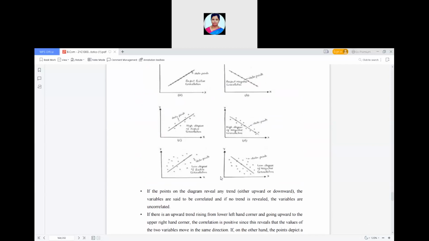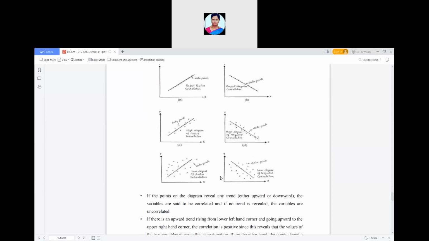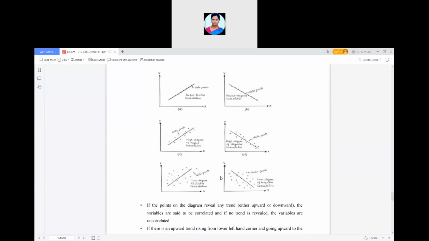See the first diagram, diagram A. Here we can see all the points are plotted such that they lie on a straight line, a straight line running from the lower left hand corner to the upper right hand corner. Then we can say that there is a perfect positive correlation.